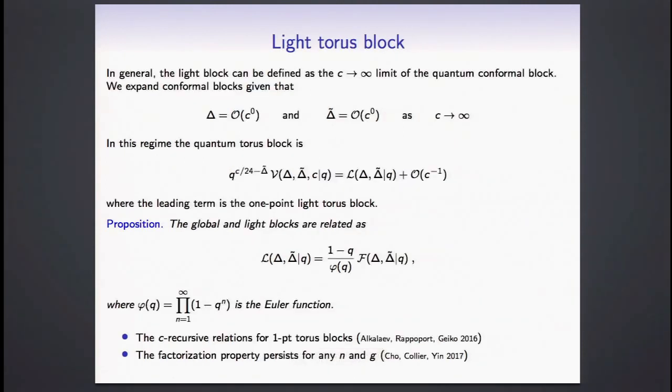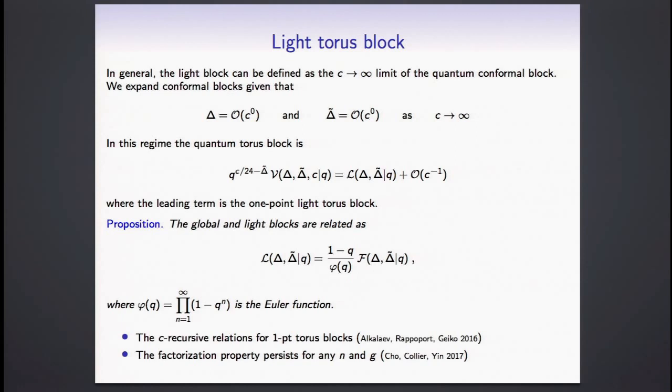Now we consider another semi-classical block with light operators, and this is the light torus block, and in general it can be defined as the leading asymptotic of the quantum Virasoro block when the central charge tends to infinity. And in this regime, by the way, we just had this power law prefactor, and since it diverges in this limit, we just moved it to the left-hand side to single out the finite part of the conformal block.